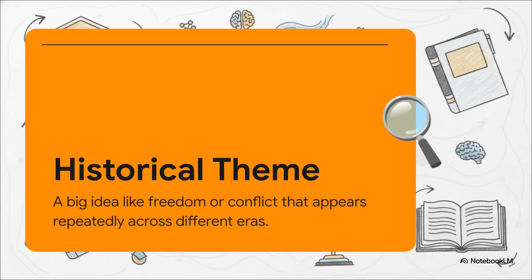So, what are we actually hunting for? Well, a historical theme is a big idea. Think of things like freedom, conflict, economic growth, or cultural change. Ideas that pop up again and again across completely different eras. Spotting these recurring big ideas isn't just some clever trick for passing tests. It's a super mature, advanced way of viewing the world. When you can see the theme, you finally understand the why behind the what.